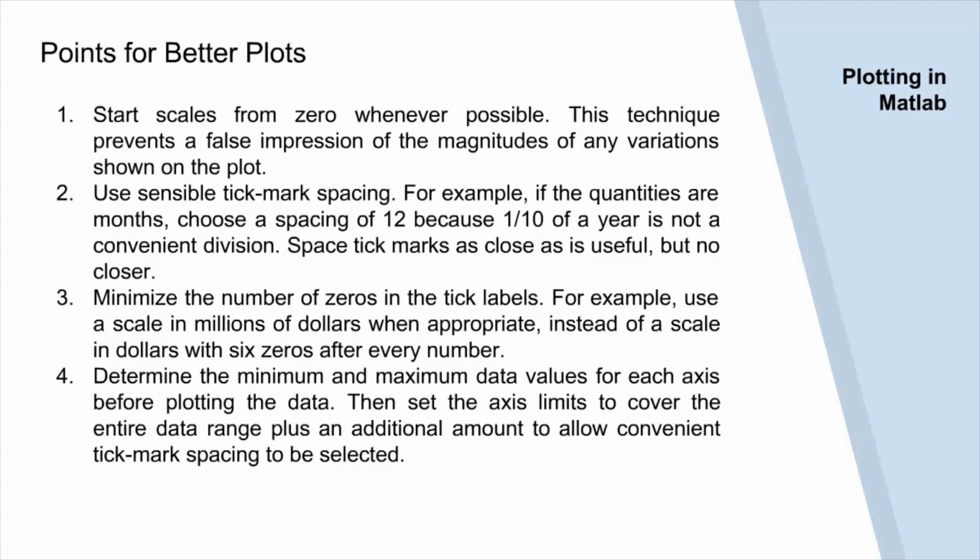Third, we need to try to minimize the number of zeros in the tick label. Say, for example, we have a scale in millions. Instead of having a tick with 6 zeros after each number, we can use the scale in millions itself. Fourth, we need to determine the minimum and the maximum data values for each axis before plotting the data. Then set the axis limits to cover the entire data range plus an additional amount to allow convenient tick mark spacing to be selected.